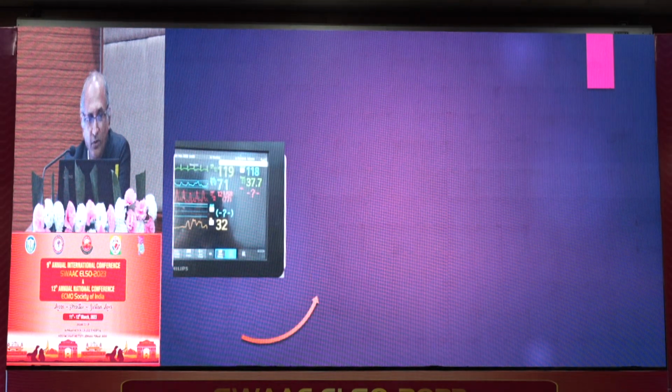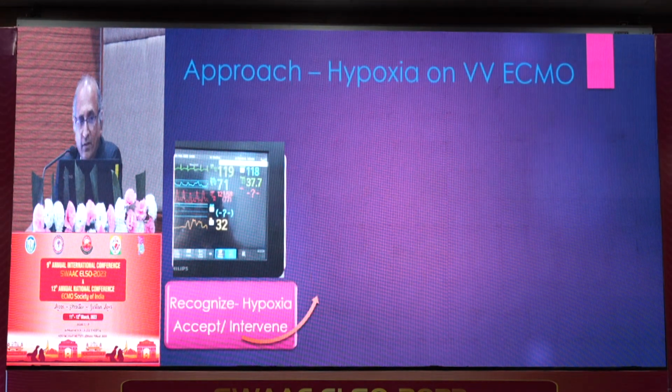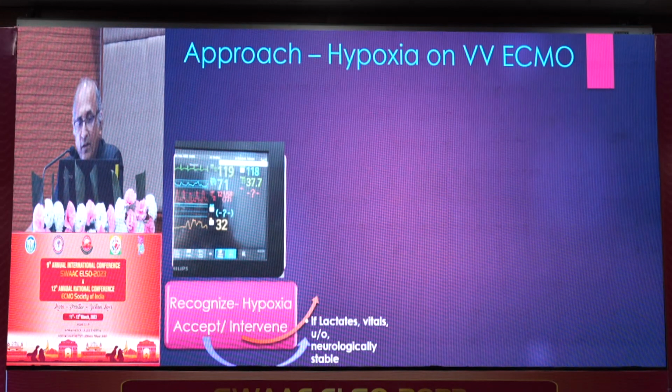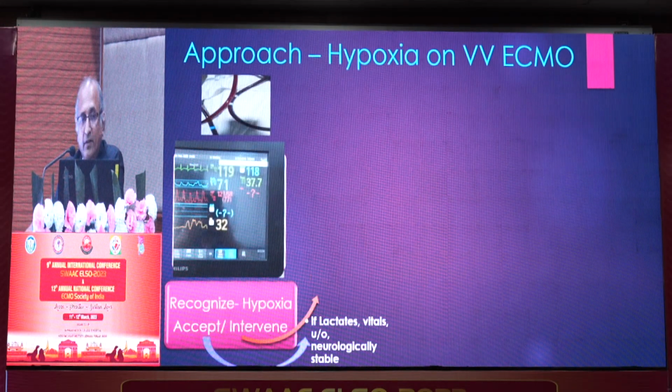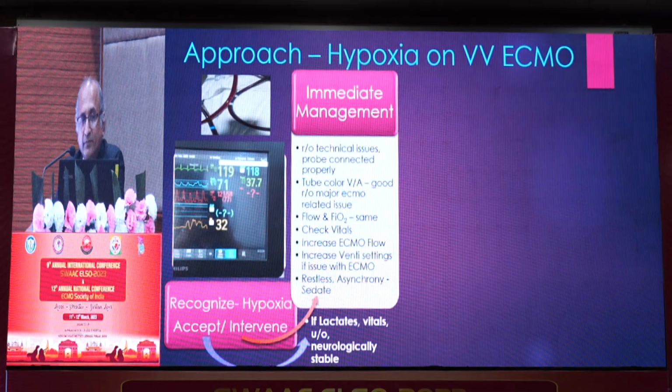So how will you approach it? Look at the saturation. See the hypoxia, and decide whether that requires any treatment. Look at the lactate levels. If the lactates are fine, you definitely need not do anything. If the lactates are high, you have to act. You need something else to correct this hypoxia. Look at the vitals, urine output, neurological stability. Okay. Look at the tube colors.